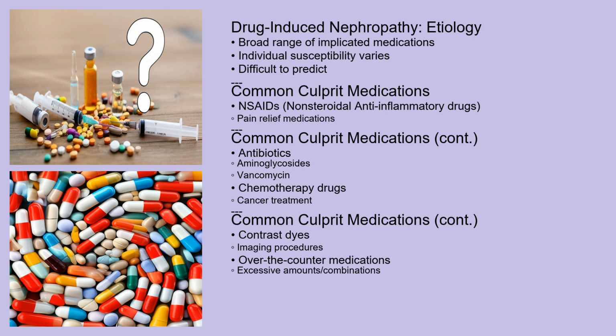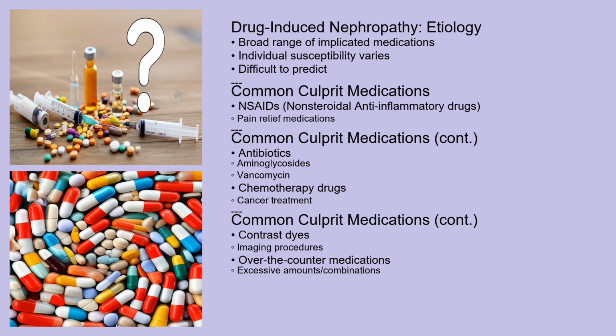So, what causes this medication-related kidney trouble? The etiology of drug-induced nephropathy is quite broad, implicating a multitude of medications. Some common culprits include nonsteroidal anti-inflammatory drugs, or NSAIDs, which are often used for pain relief. Certain antibiotics, like aminoglycosides and vancomycin, can also be nephrotoxic. Chemotherapy drugs, often vital for cancer treatment, may damage the kidneys as a side effect. Contrast dyes used in imaging procedures are another potential offender.